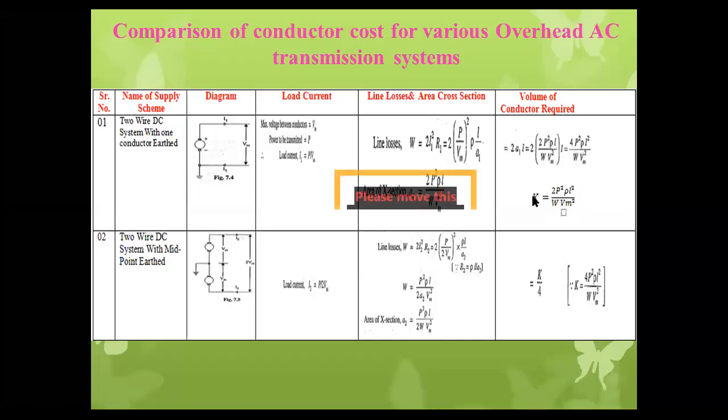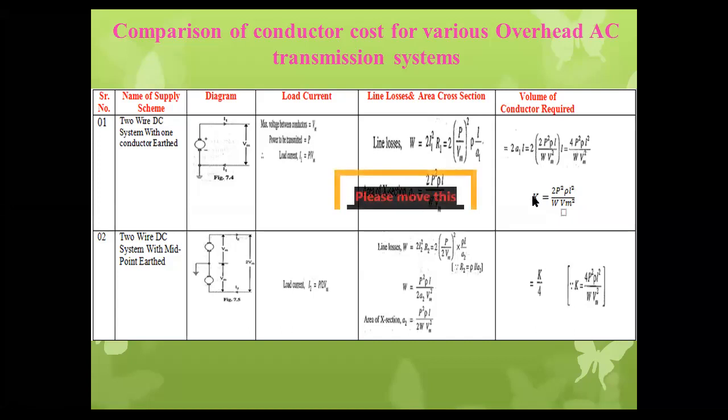So last class we have seen that, as per the economical consideration, what are the various advantages of electrical power transmitted at high voltage. Okay, so we will move in the syllabus once. That is the comparison of conductor cost for various overhead AC transmission systems. As we know, we have seen 10 different supply schemes of overhead AC transmission system.